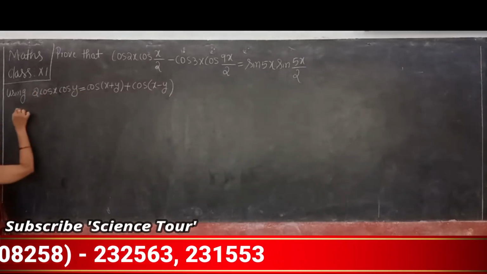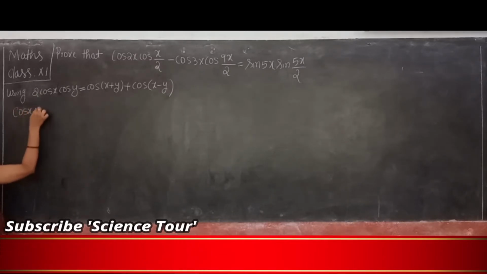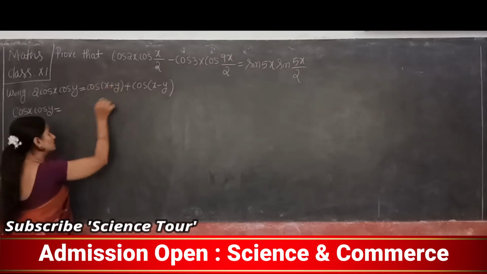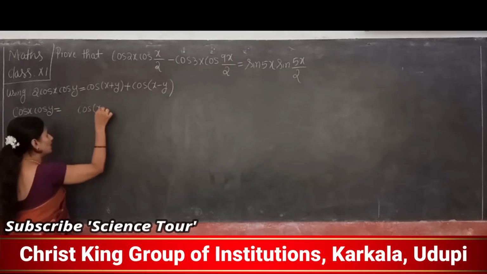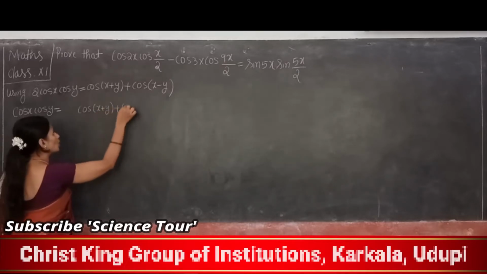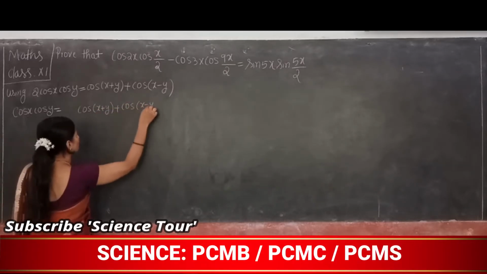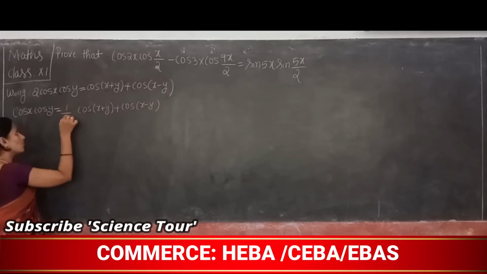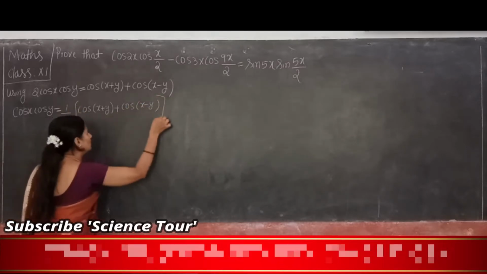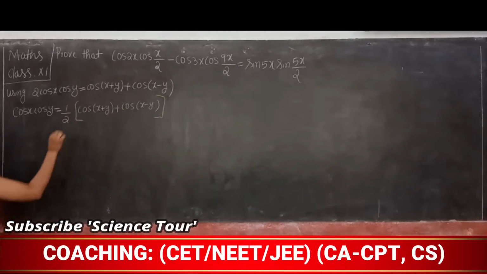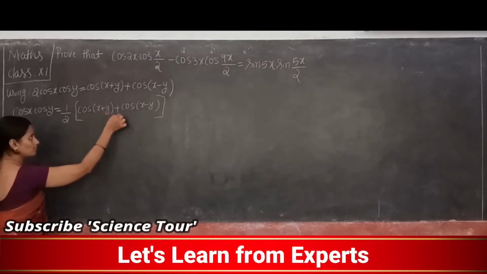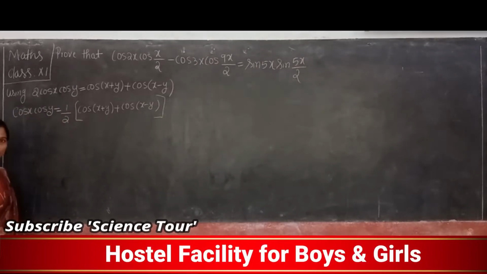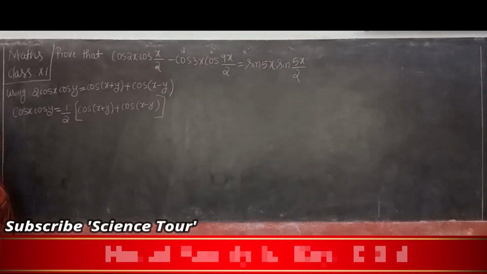So multiplication 2 changes, so cos x into cos y is equal to cos(x+y) plus cos(x-y), whole divided by 2. So that I will write as 1 by 2. Both are same, right? Correct, no? So for this cos(x+y) plus cos(x-y), I divided by 2, it is 1 by 2. Clear this? Yes.